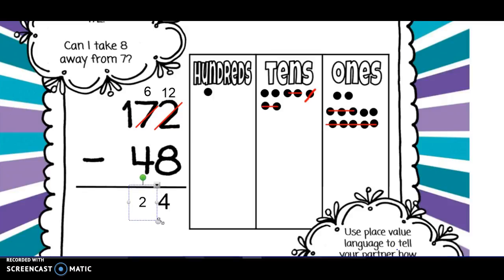Then I have to subtract the hundreds place, and I have 1 hundred minus 0, and that leaves me with 1 hundred. So my answer to this problem is going to be 124. If you haven't solved the problem, pause the video and solve it on your paper. Press play when you're ready for your next problem.